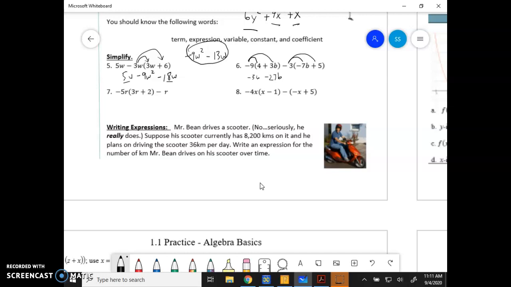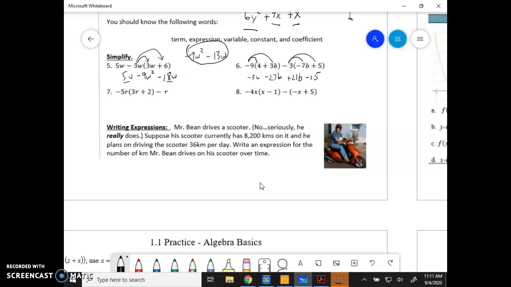We got negative 3 times negative 7b, which is going to be a negative times a negative. So you can just treat the numbers as normal and then address the variables afterwards. Negative 3 times negative 7, so that's a negative times a negative, so the answer is positive 21, and it's just b times 1, so that's just going to be b. Alright, now negative 3 times 5, that's negative 15.